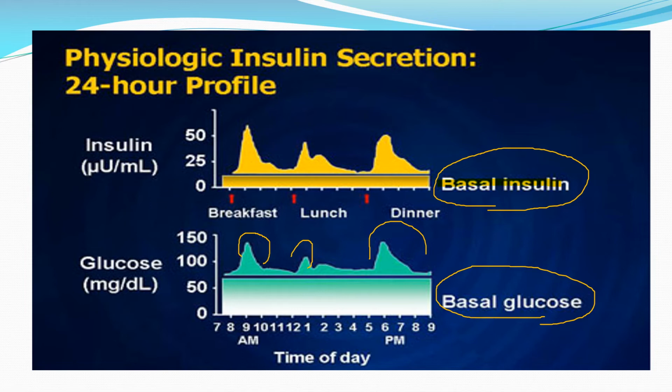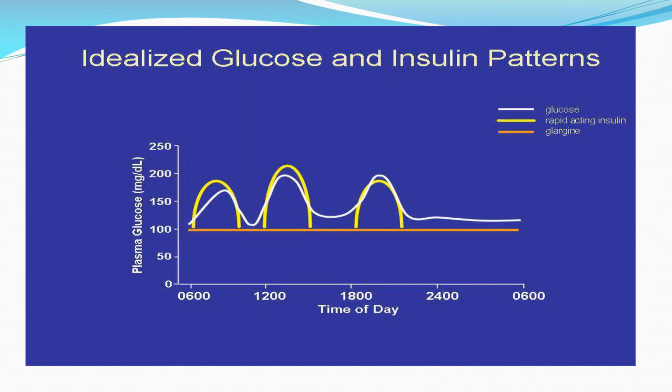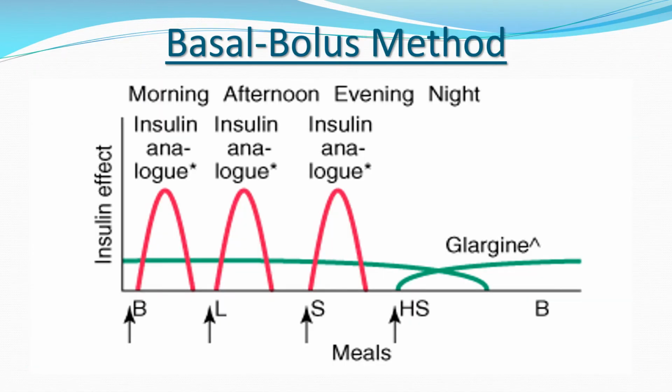So in the basal bolus method, which is the most popular method for treating type 1 diabetes, we are trying to simulate this normal pattern. So we are trying actually to match the blood glucose which increases after meals with the exogenously administered insulin. Have a look here on this diagram. This is the basal bolus method.